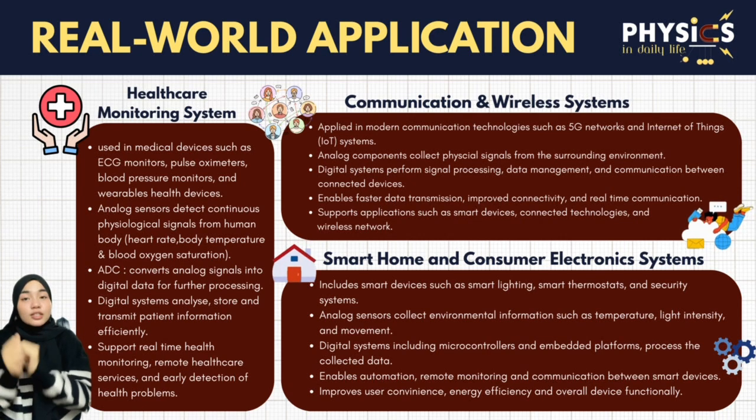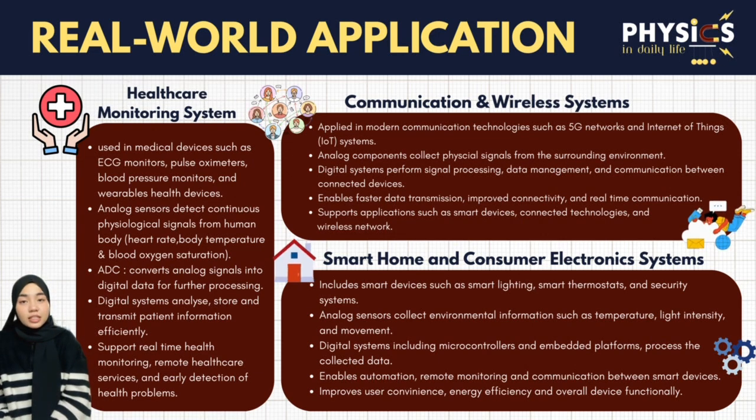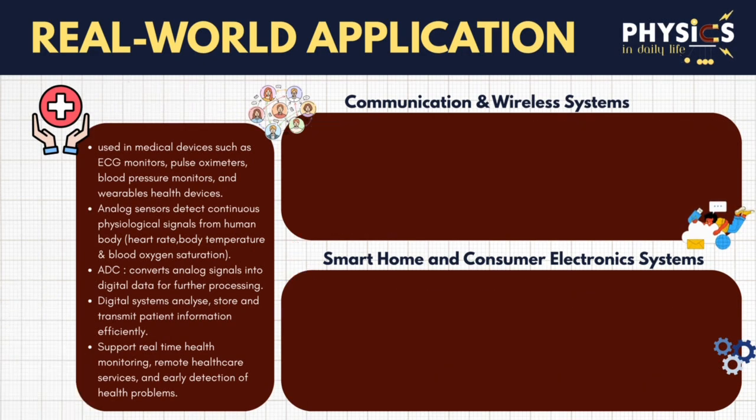In this section, I will explain the real-world applications of analog and digital systems. These systems are widely used in various sectors to measure signals, to process data, and also to transmit information. Firstly, in healthcare monitoring systems, devices such as ECG monitors and pulse oximeters use analog sensors to detect continuous physiological signals from the human body, including heart rate, body temperature, and blood oxygen saturation. These analog signals are then converted into digital data using an ADC, allowing the digital system to process, store, and analyze the information for real-time monitoring and better healthcare service.